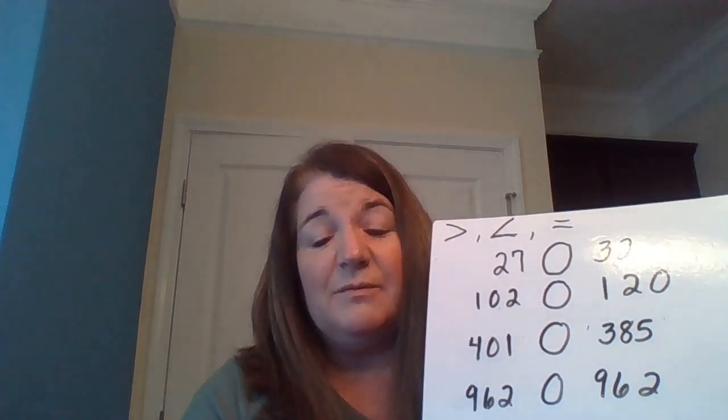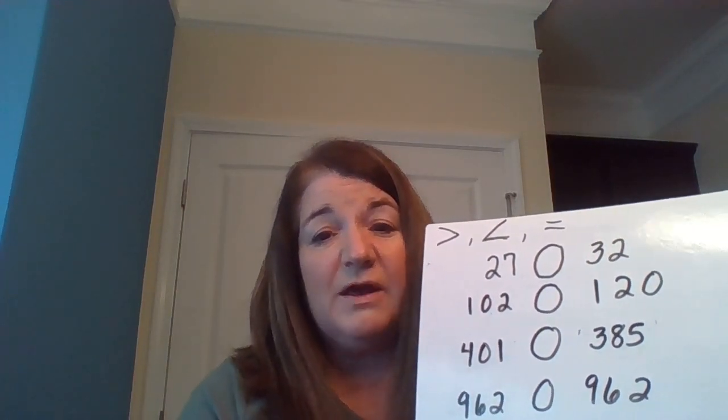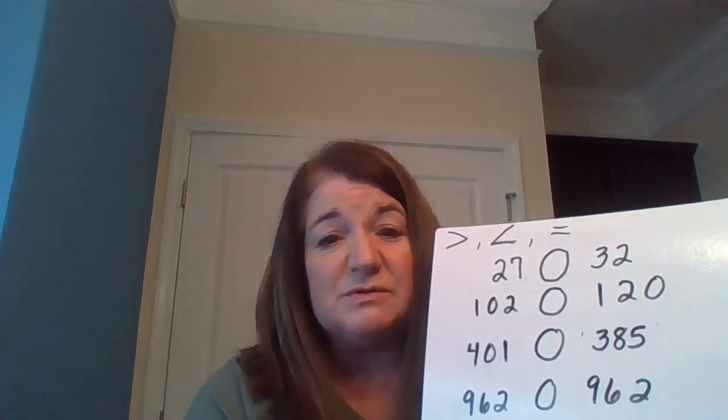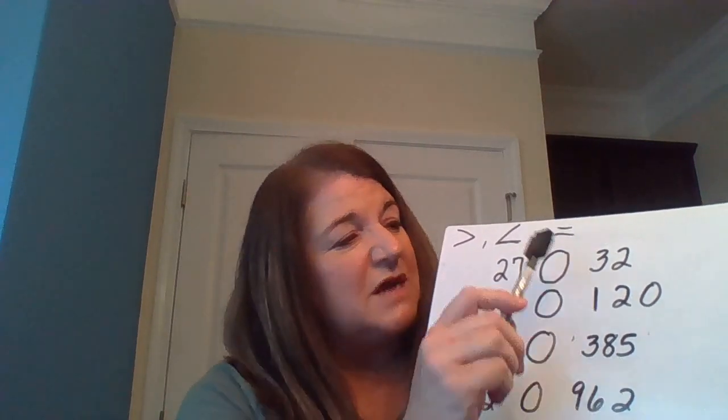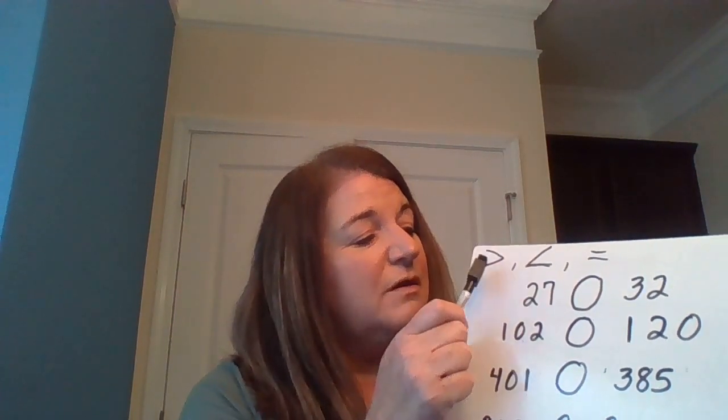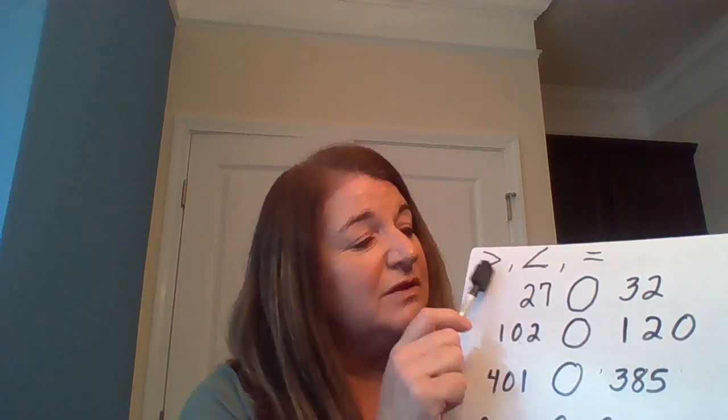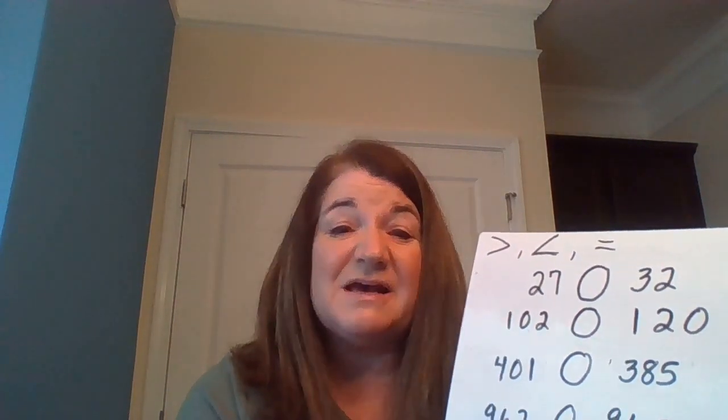So when we talk about how to compare numbers, we have to know how to use these symbols. The easiest one to use is obviously equal to. So if the two numbers are the same, all we have to do is put the equal sign in there. If the number is bigger, we have to know which sign to use, and sometimes, honestly, they get quite confusing.